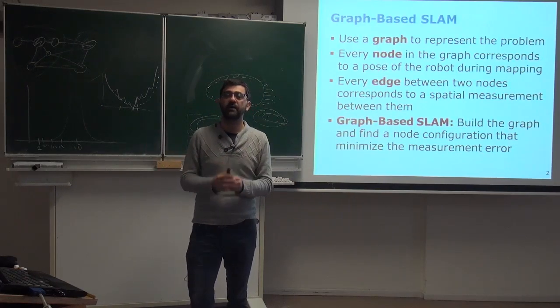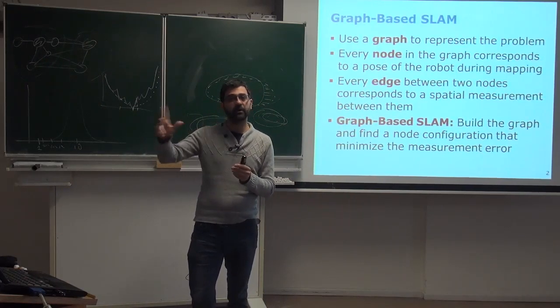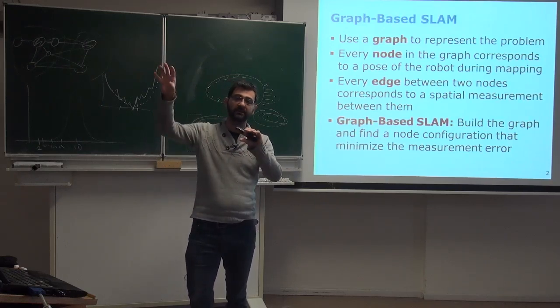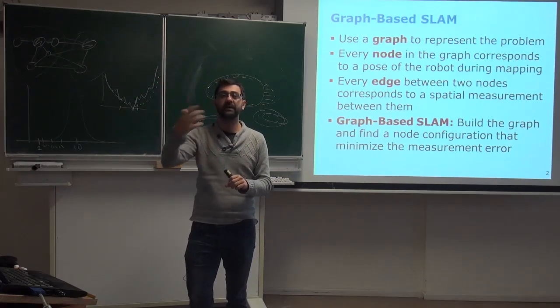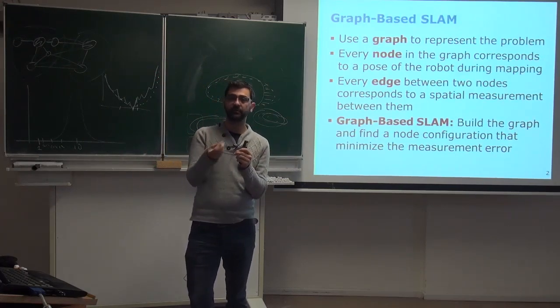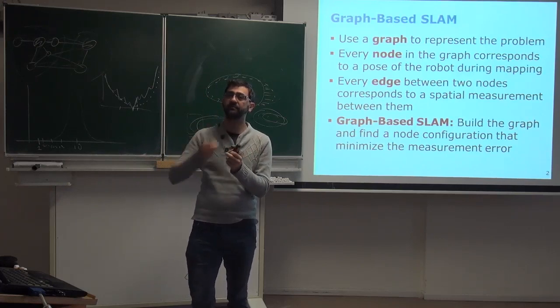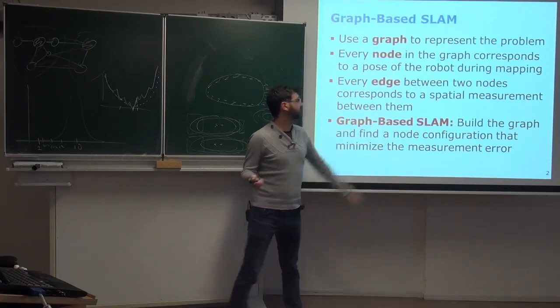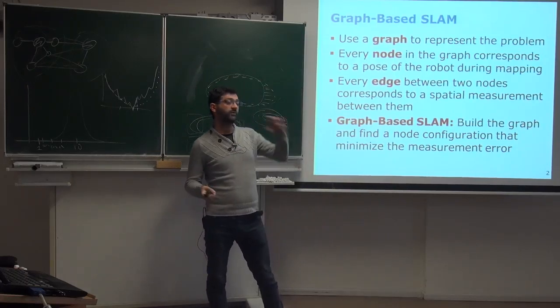We can have bearing only, where we just measure the angle between a robot and a landmark, or we can have range only, or we can have range and bearing. So according to which type of sensor we are using, we can have different measurements between a robot and a landmark. And again, we still have the same approach. So we have a graph-based SLAM.